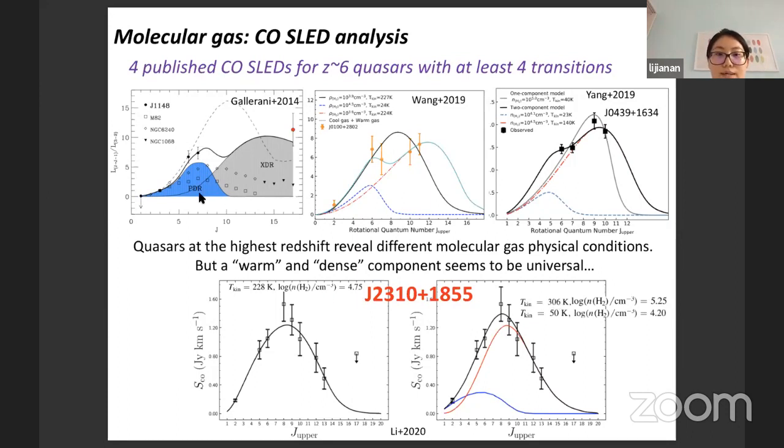So we find that all these different quasars with CO SLED detections have different shapes of the CO SLED. But it seems there is a universal warm and dense component which dominates at the high-J CO transitions. So what is the heating mechanism of this highly excited CO component?